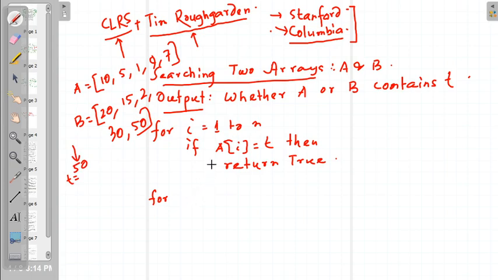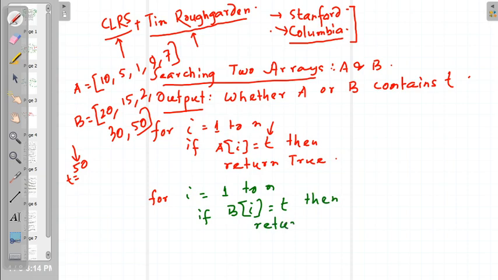In that case, it may so happen that this T is not there in A[i]. Then we have to check in this 1 to n: if B[i], this array also we have to take into account, equals T, then return true. So this could be the program that we can write for this.